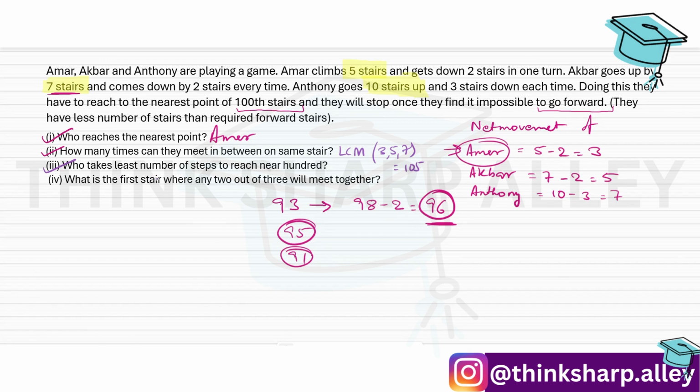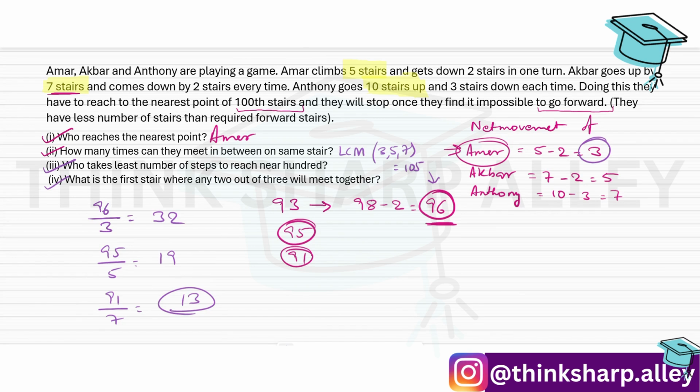Now, the third question: who takes the least number of steps to reach near 100? We already know the step near 100 that each one of them reaches. Since Amar takes 3 net steps, 96 divided by 3 gives Amar's steps, and 95 divided by 5 gives the number of steps taken by Akbar, 19, and 91 divided by 7 gives 13. So clearly Anthony takes the least number of steps to reach near 100.